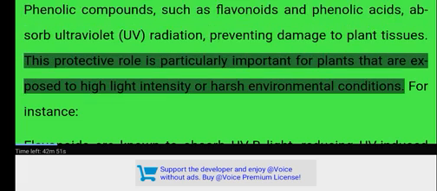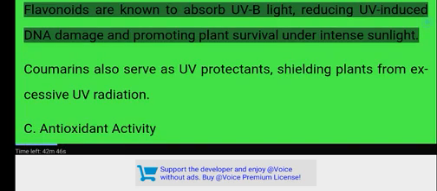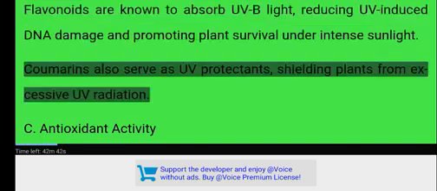This protective role is particularly important for plants that are exposed to high light intensity or harsh environmental conditions. For instance, flavonoids are known to absorb UVB light, reducing UV-induced DNA damage and promoting plant survival under intense sunlight. Coumarins also serve as UV protectants, shielding plants from excessive UV radiation.